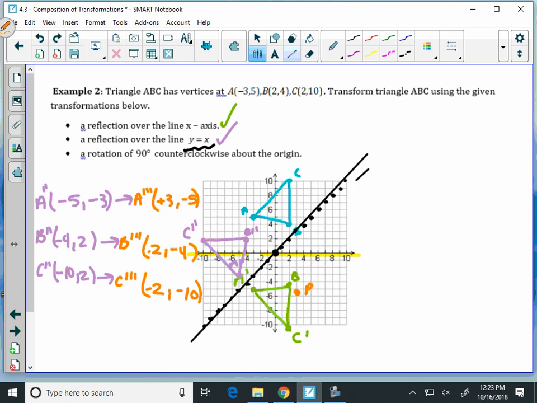I'm going to put B triple prime. I'm going to go to -2, -4. Sorry, that should be A triple prime. This one's B triple prime. And then I'm going to go to -2, -10. And that's C triple prime.